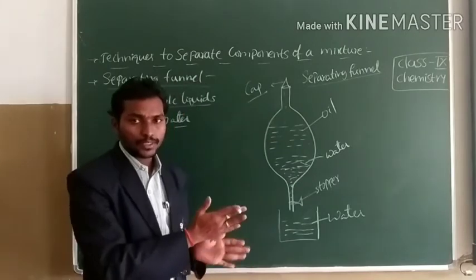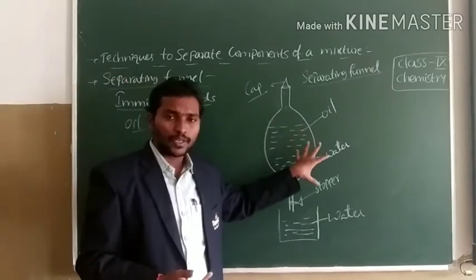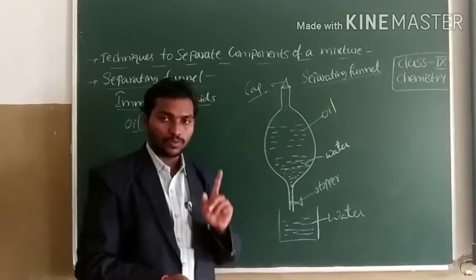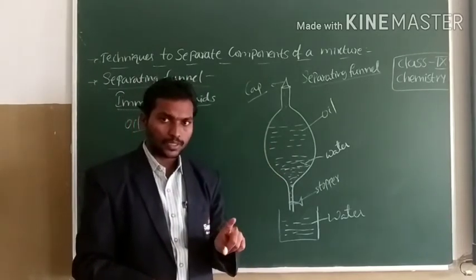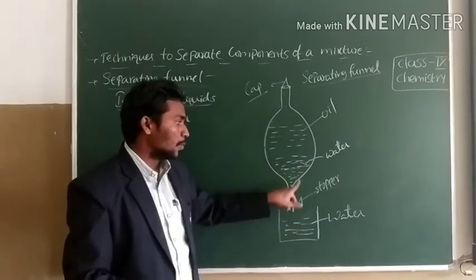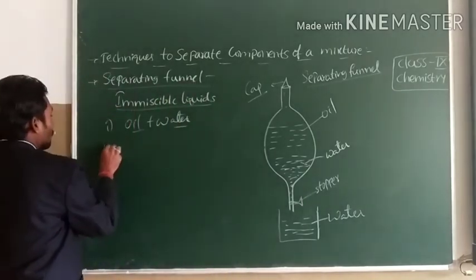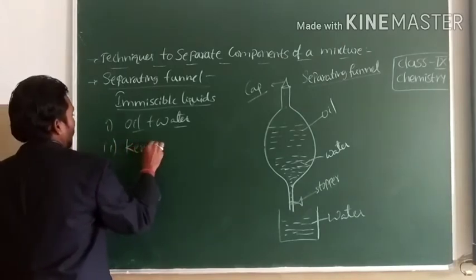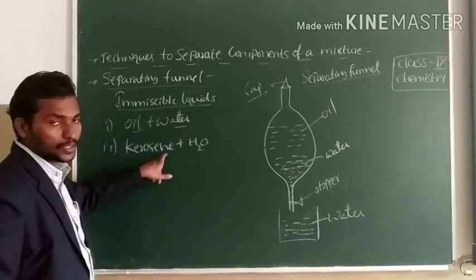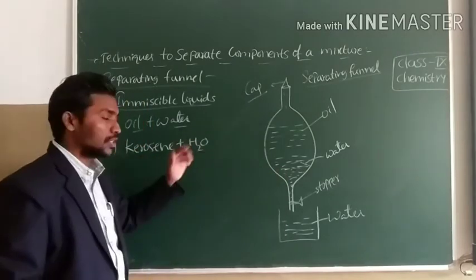So this is the way we can separate two immiscible liquids by the separating funnel technique. This technique is based on the densities of the two immiscible liquids. The liquid which has low density is present at the top layer, and the liquid which has high density is present at the bottom of the separating funnel. Example, kerosene oil. Kerosene plus water. Here kerosene is the low density liquid and water is the high density liquid. That's why kerosene floats on water.